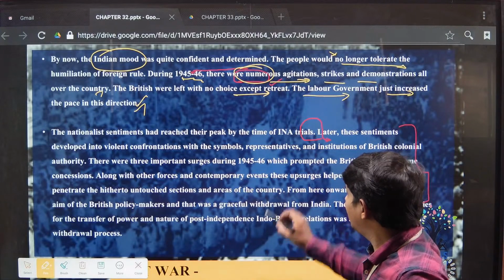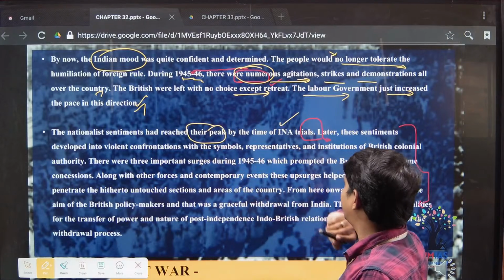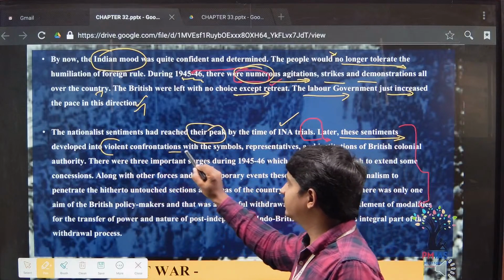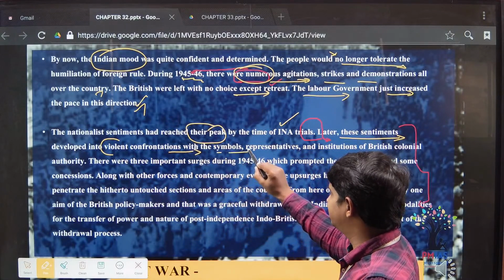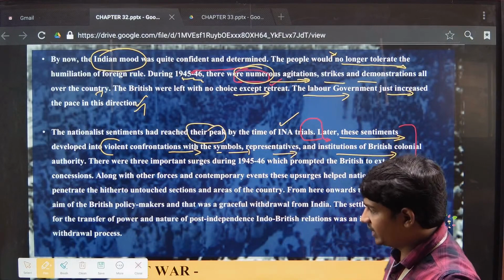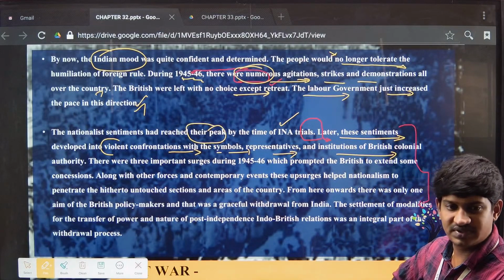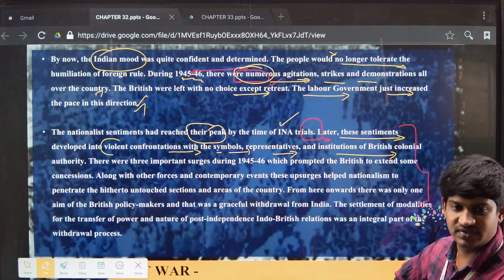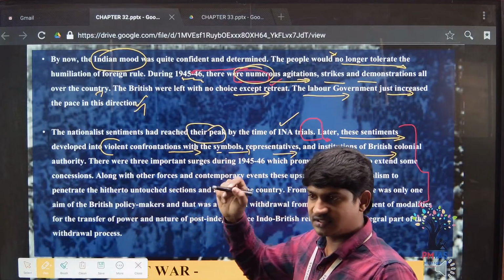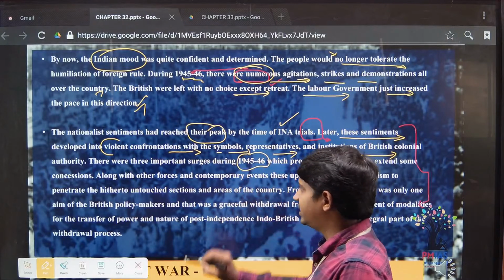Okay, and the national sentiment had reached its peak at the time of the INA trials, and later these sentiments developed into violent confrontations with the symbols, representatives and institutions of the British colonial authority. So the INA trial created 80% of the impact at the last phase of Indian independence. And the INA trials and the protests against them happened during 1945 to 1946.